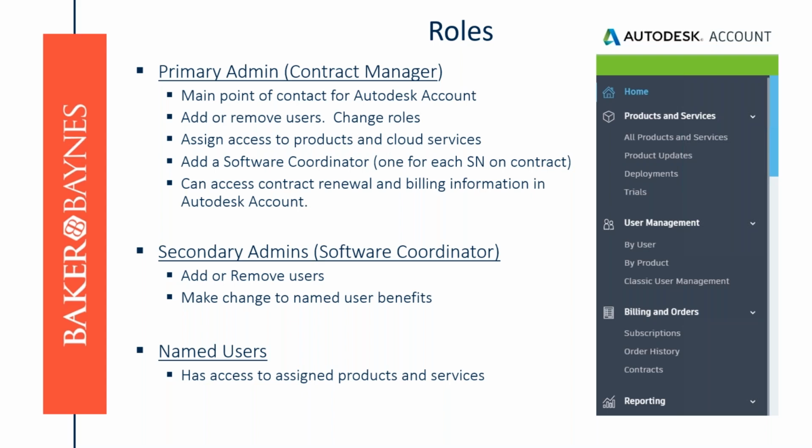The software coordinators, who act as the secondary admins, are really like mini contract managers. They have the ability to add and remove users and also make changes to named user benefits, but they don't have access to the other capabilities of the contract manager. And then lastly, the named users are the people who are given access to various subscription benefits or software titles. Essentially, they are the ones who get the stuff done.